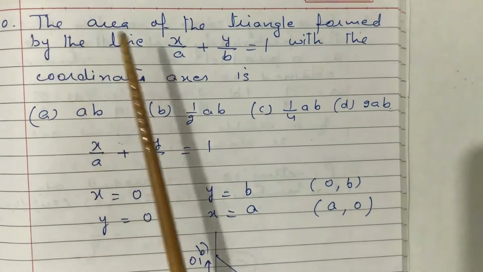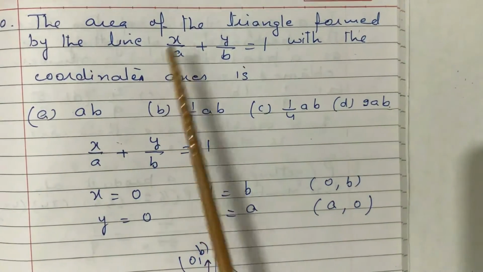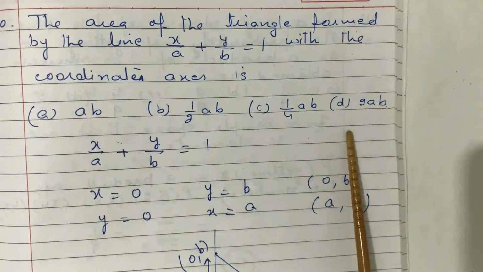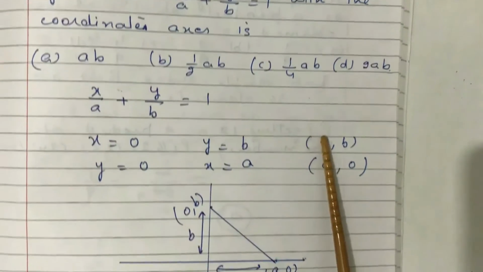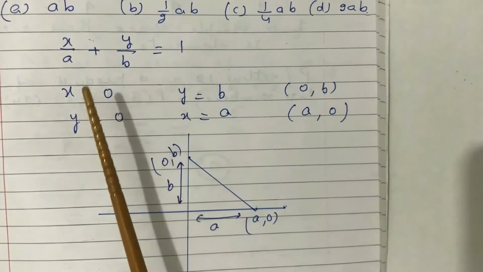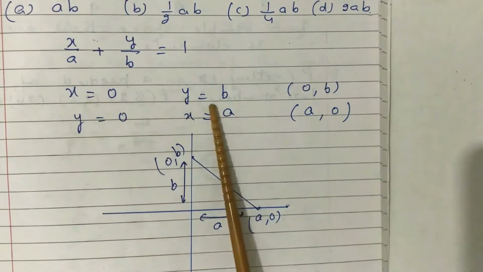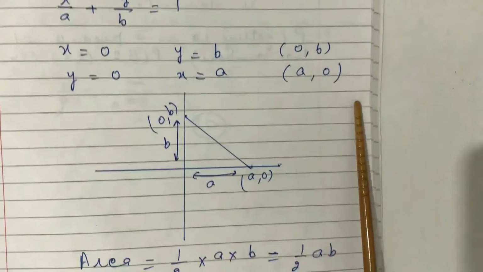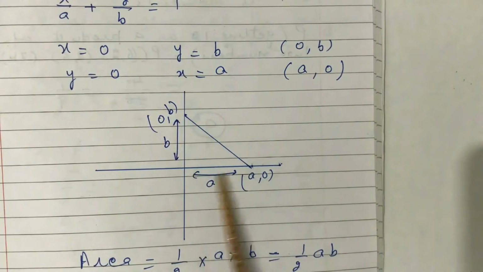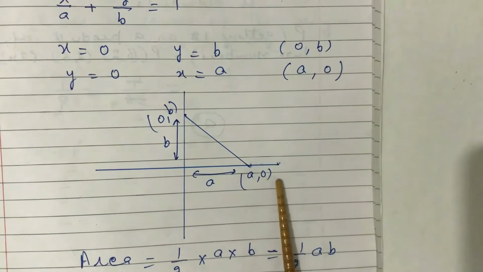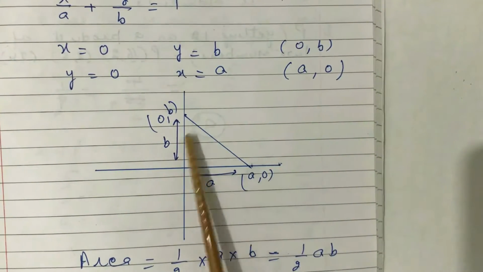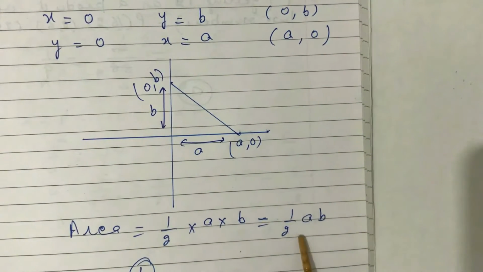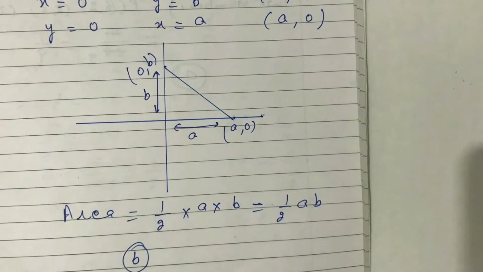Now the 10th question is, the area of the triangle formed by the line x by A plus y by B is equal to 1 with the coordinate axes is, there are four options. I am going to draw the figure of this. This is the line. If x is 0 then y is B. If y is 0 then x is A. So coordinates are 0, B and A, 0. And when you draw it, its figure is like this. This point is A, 0, this point is 0, B, this length is A, this length is B. So its area will be half into base into height, that is equal to 1 by 2 AB. So B is the option.